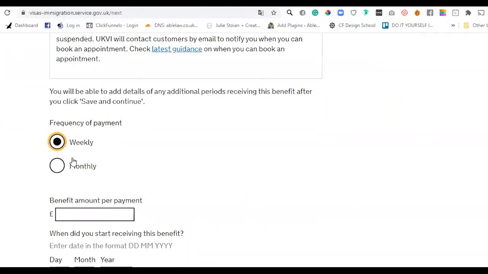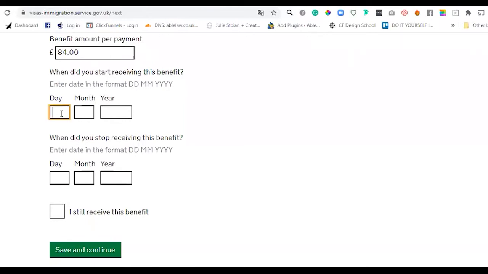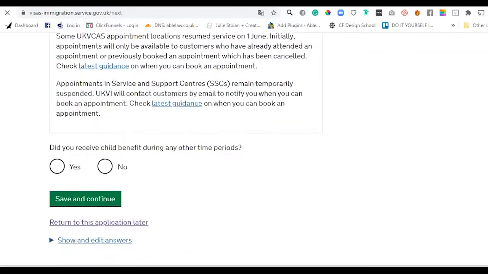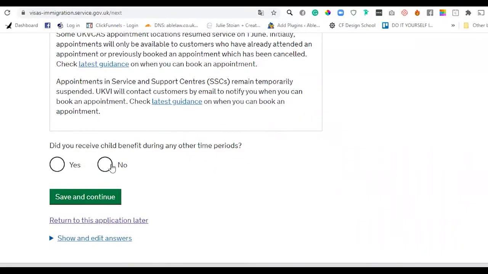So click, tick, and then details of child benefit. So I'll say weekly. I can't remember. Is it £84 or something like that? Oh no, monthly. And then when did you start? Let's just make dates up. Let's say 6/06/2018. And then I still receive it like that. Okay, any other child benefit? Did you receive? No. So we click no on that one.